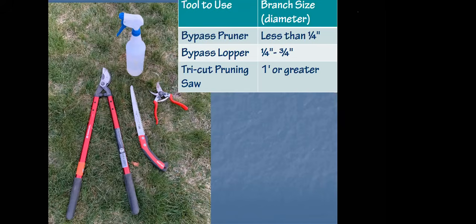And then you can see here just how you use these tools. The bypass pruner has a blade on top and a hook below, and you can use that for anything less than about 1/4 of an inch. The loppers are used for anywhere between 1/4 of an inch and 3/4 of an inch. And any time you get to a branch that's about 1 inch or wider in diameter, then you should probably jump up to using a pruning saw.